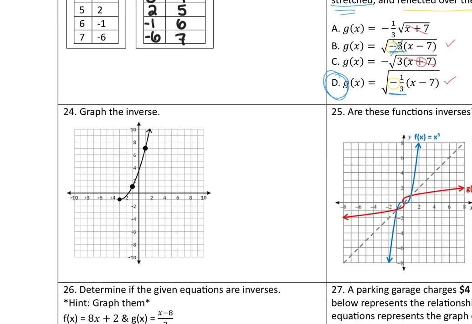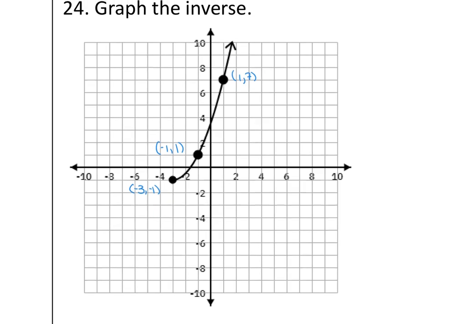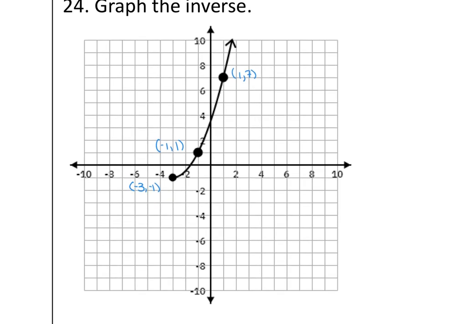24 says it wants me to find the inverse. So I'm going to go on my graph for a second. I'm going to write down these dots. This one's ordered pair is -3, -1. This one is -1, 1. And this one is 1, 7. So when I graph the inverse, these switch places. This first dot is going to become -1, -3. -1, 1 becomes 1, -1. The x and y switch. And this last one becomes 7, 1.